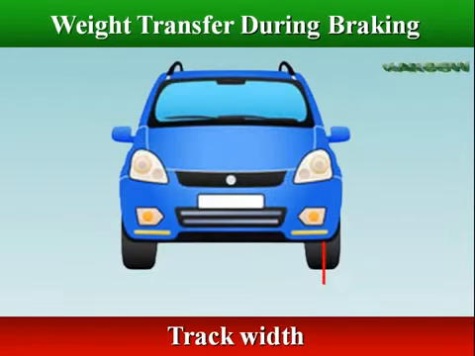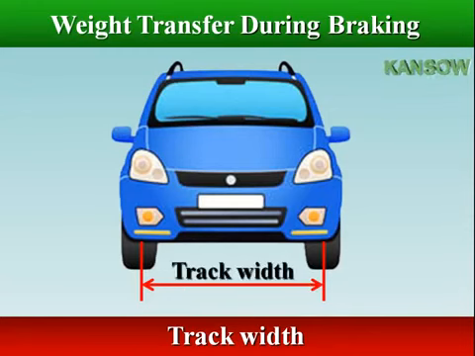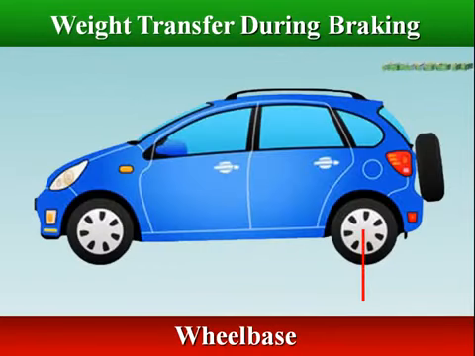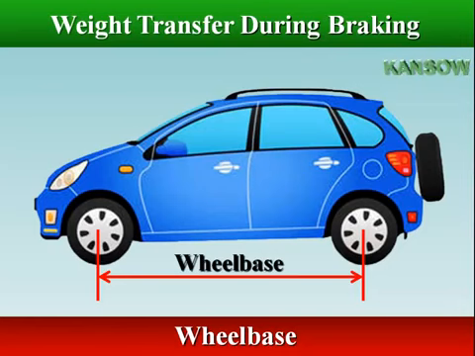Track width is the measurement between the center lines of the tires when viewed from the front or rear of the vehicle. The track width is important because it determines how much weight is transferred by the mass of the car in cornering. Wheelbase is a measurement of the distance between the centers of the front and rear wheels when viewed from the side. The wheelbase is important because it determines the weight transferred by the mass of the car in acceleration and braking as well as the yaw characteristics in turning.